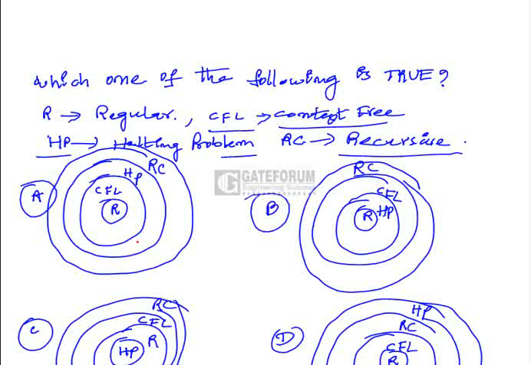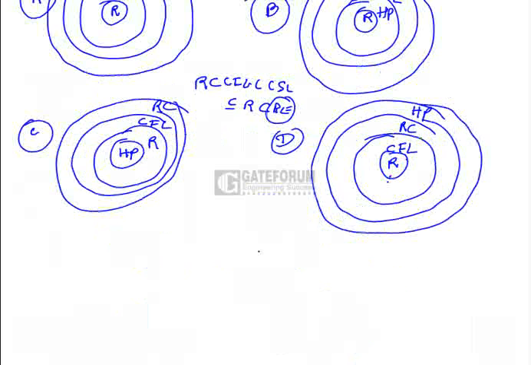There is one hierarchy, that is Chomsky hierarchy, where regular language is subset of context free language, is subset of context sensitive language, is subset of recursive, where recursive language is subset of recursively enumerable. Here recursively enumerable is undecidable. Halting problem is also undecidable. That means halting problem is recursively enumerable. Regular is subset of CFL is subset of recursive. Recursive is subset of recursively enumerable, where HP indicates recursively enumerable. Option D is the right option.